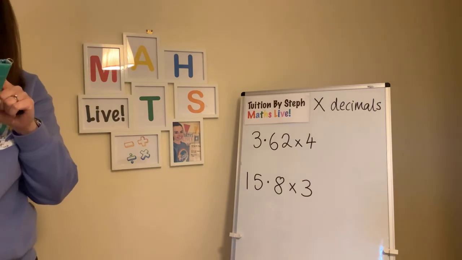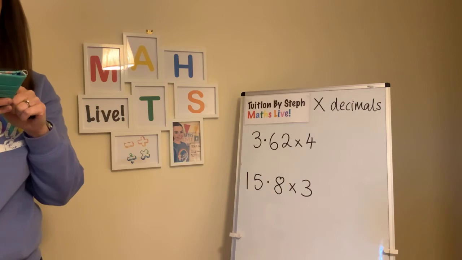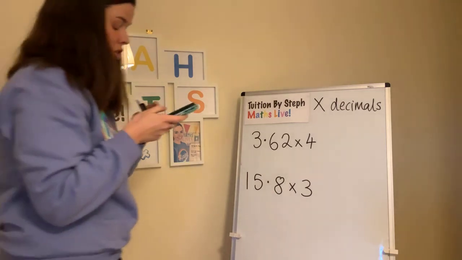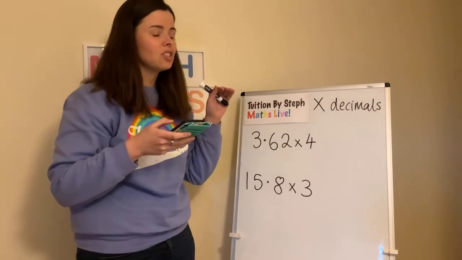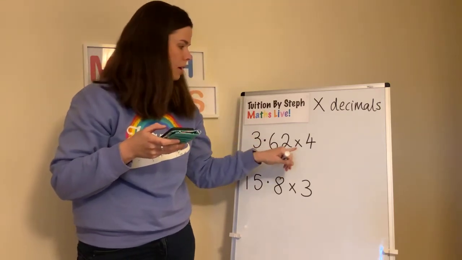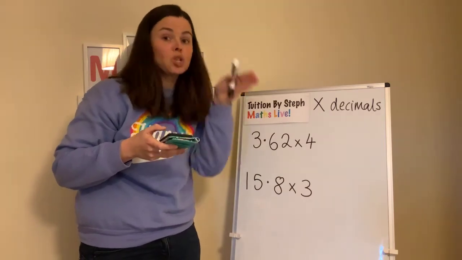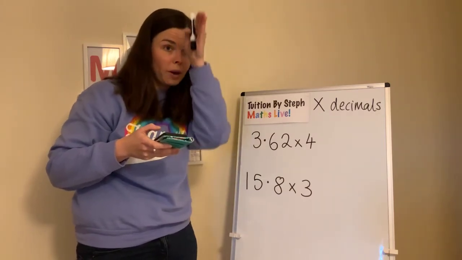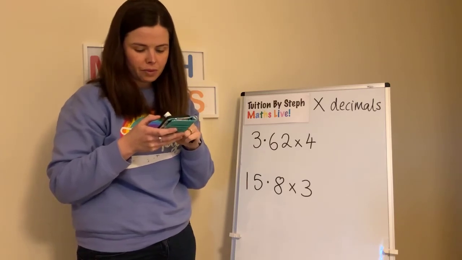Fantastic. It's just like normal. If you've done column multiplication before, it's just the same if you're multiplying by a whole number, but you've just got to make sure you put the decimal point lined up from the question. Okay.